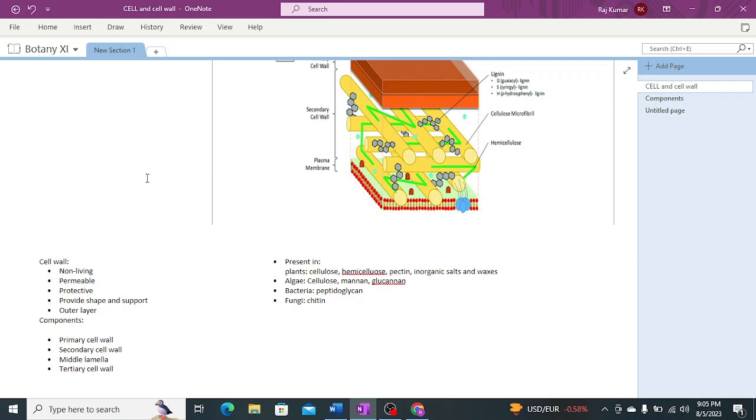Then it is permeable, completely permeable. Thirdly, it is protective, and fourthly, it provides shape and support. And fifth, it is an outer layer. It is the outermost layer of the plant cell, algae cell, bacterial cell, and fungal cell. So it is present in plant cell, algae cell, bacterial cell, and fungal cell.